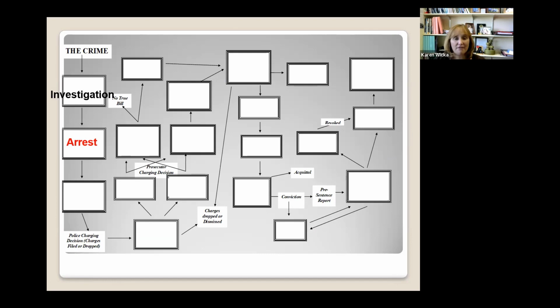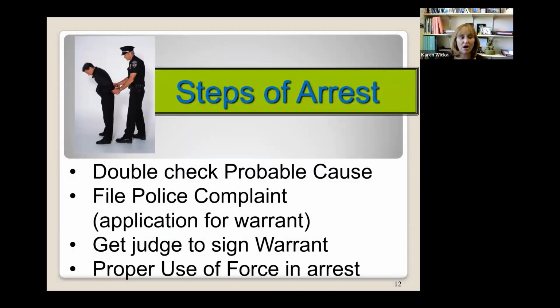So once you have all of your evidence, all your ducks in a row, and you have enough evidence to prove that the person committed the crime, then you're going to get your arrest warrant and you're going to go to the judge and you're going to arrest. So what happens during the arrest? Well, we make sure that there is probable cause. We double check all of the evidence and make sure we have enough.